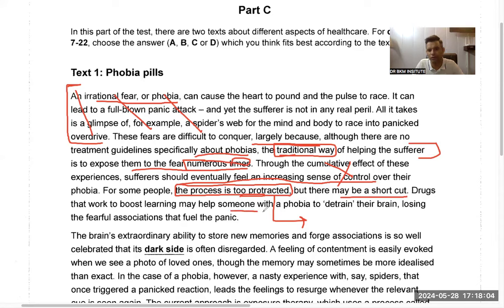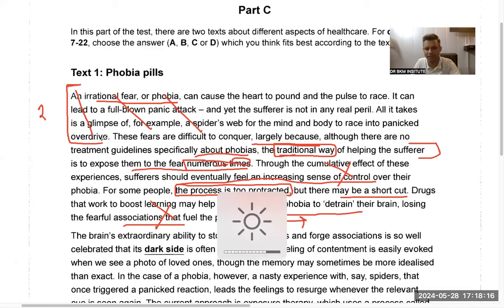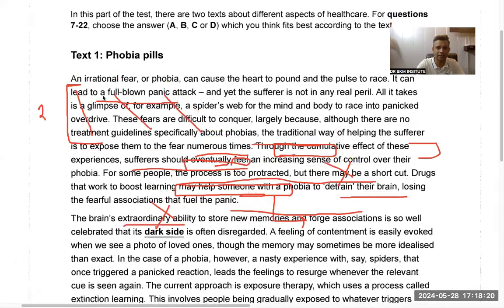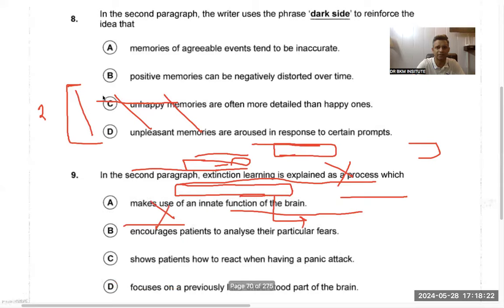Drugs that work to boost may help a person with a phobia to treat in their mind, losing the fear. So this is a positive line. I don't need it. So I have got only two negative words: numerous times, fear, and second, the process is too protracted. That's it. Now I will find my answer very easily. So you were saying this is difficult, but we will find it with ease. You will see that.